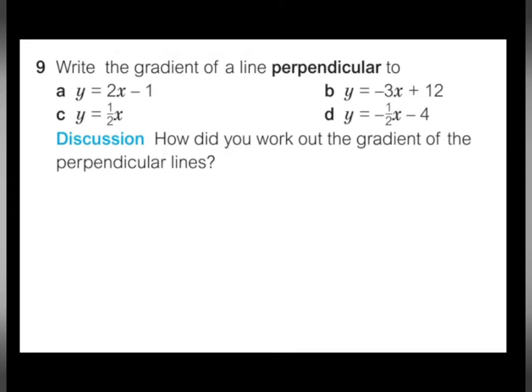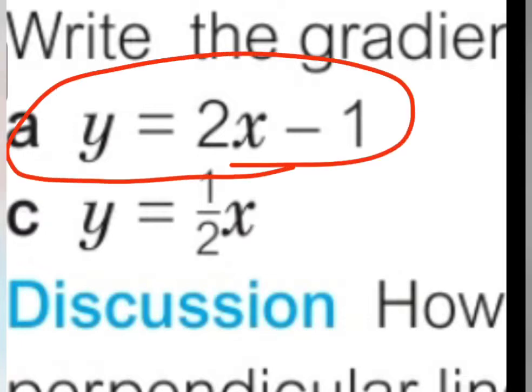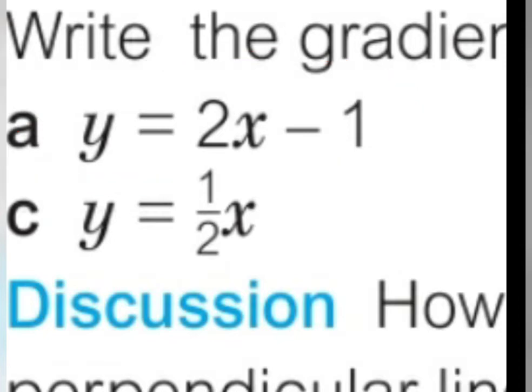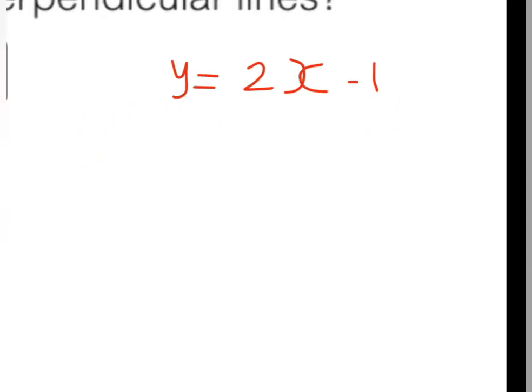Okay. Now let me show you an example using one of the questions here. Let's take a look at this line first. y equals 2x negative 1. Let's put it here. Sorry. y equals 2x negative 1. Now to find the gradient of a line parallel to this one, we use the same gradient. If we're looking for a parallel line, it means we're going to use the same gradient. And the gradient here is 2.